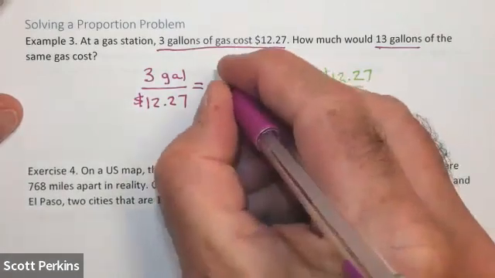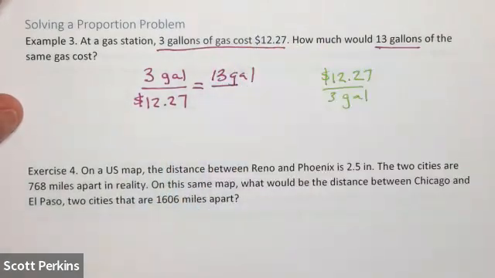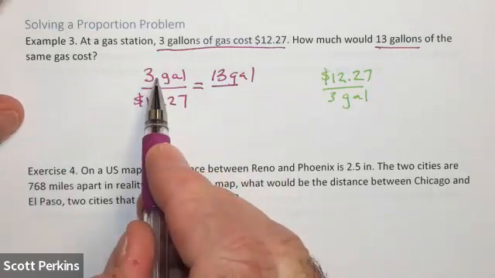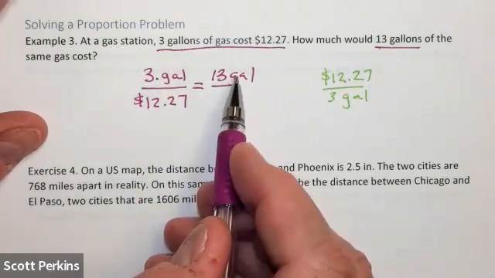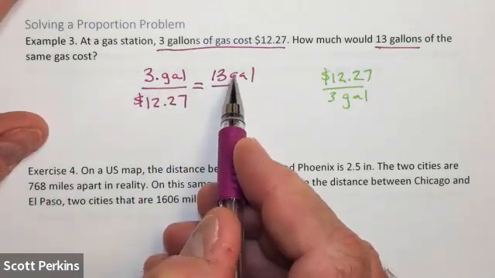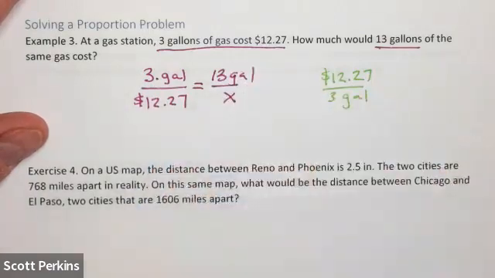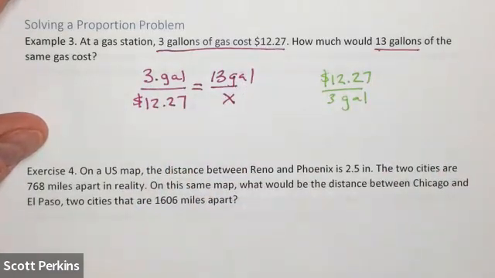On the top. Yeah, that's the only thing you have to remember when you're setting up your proportion, is that like units have to go in the same part of the fraction. So since I put my gallons on top on the left side, I've got to put my gallons on top on the right side. And then the denominator is the thing I don't know. That's how much it's going to cost. We'll come back and solve that in a minute.